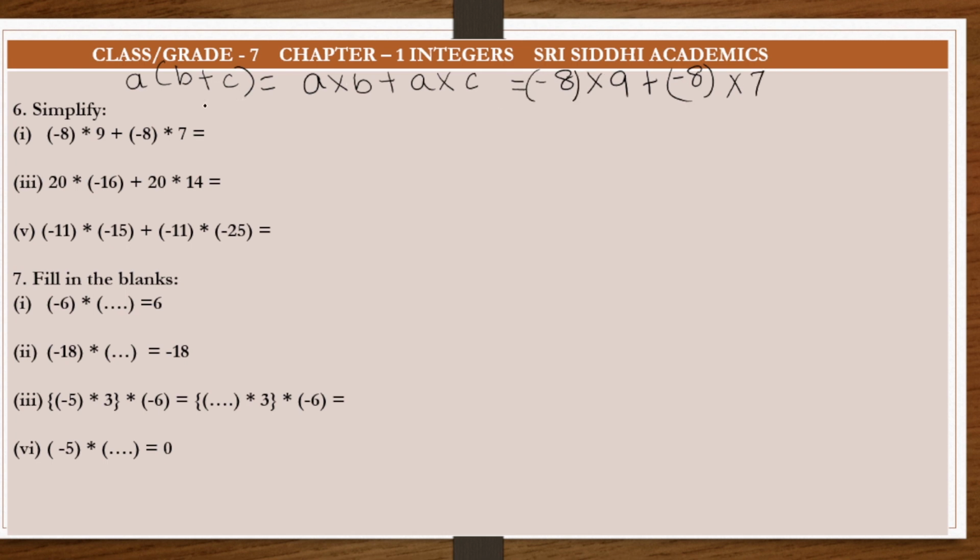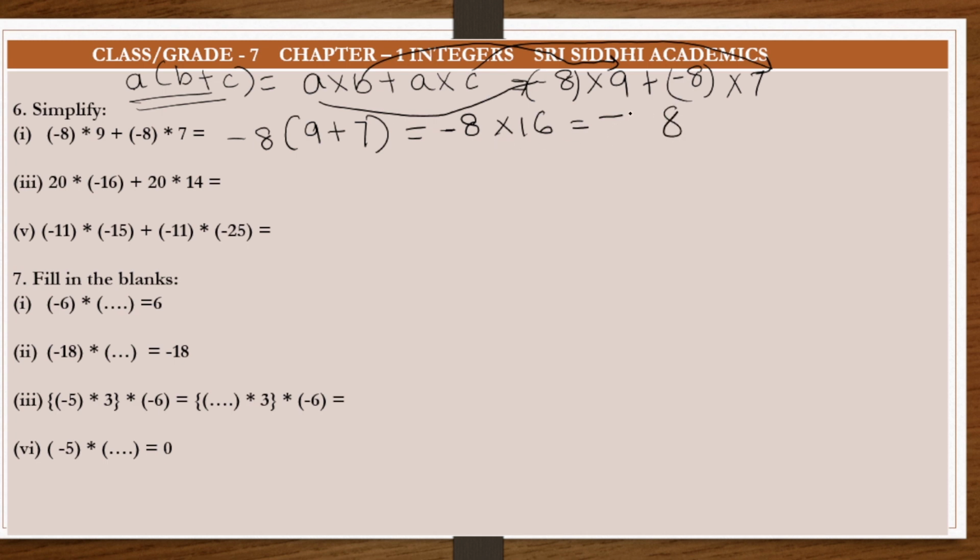What we can do is write it in this form. Minus 8 is equivalent to A here, right? A is minus 8, B is 9 and C is 7. So now we can write A as minus 8, and then I can write 9 plus 7 within brackets. That means minus 8 will get multiplied with 9 plus 7, which is 16. Here the answer will be a negative integer, because minus times plus will give minus. 8 6s are 48, 4 gets carried over, 8 1s are 8, 8 plus 4 is 12. So the answer is minus 128. Okay, this is the final answer for question number 6 part 1.